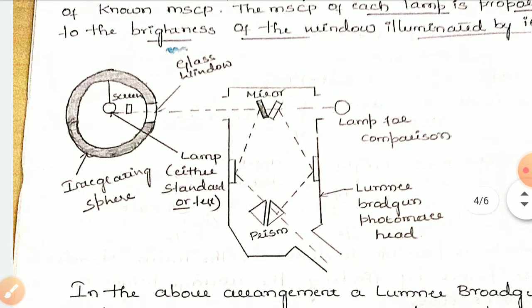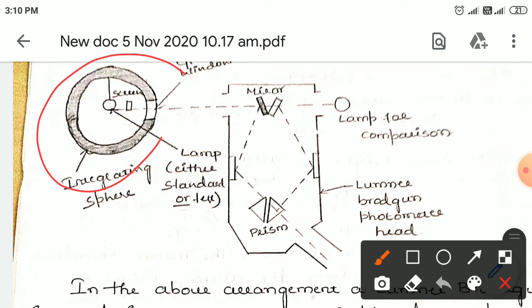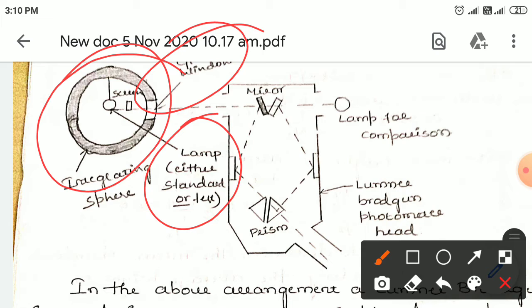So it consists of an integrating sphere measurement. How the measurement is done step by step, we'll explain now. It consists of the integrating sphere and the glass window, and the lamp, which may be either a standard lamp or a test lamp.